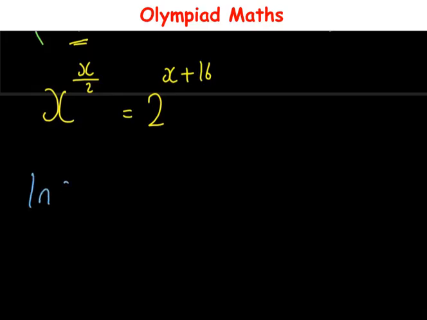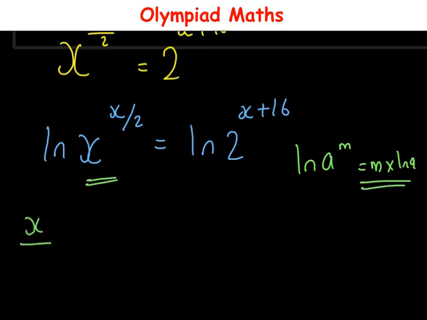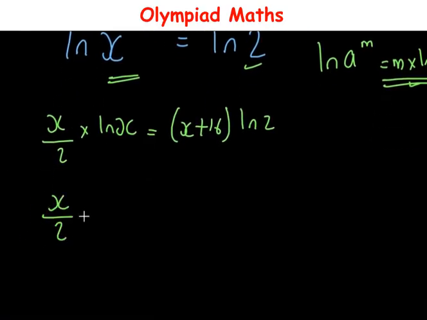So we have ln of x raised to power x over 2 equals ln of 2 raised to power x plus 16. So with this, applying this rule of natural logarithm, that if you have ln a raised to power m, this equals m times ln a. Applying this rule here, this becomes x over 2, then times ln x is equal to, also applying this rule here, we have (x plus 16) multiplied by ln 2.